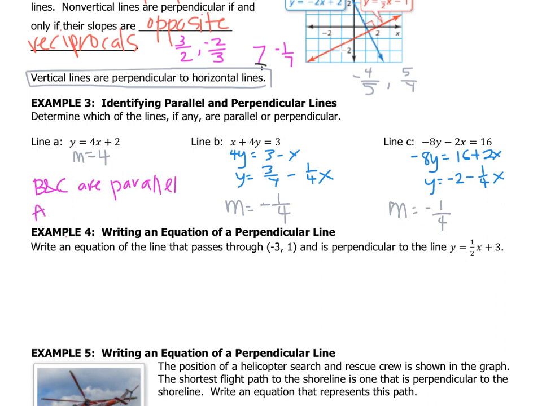A is perpendicular. That's the symbol for perpendicular. It's like an upside down capital T if you've never seen it before. And I'm using it because I ran out of space and also because perpendicular is kind of a long word. A is perpendicular to B and C. So A is perpendicular to B. It is also perpendicular to C because they are negative reciprocals, and B and C are parallel. All right, let's check out example 4.